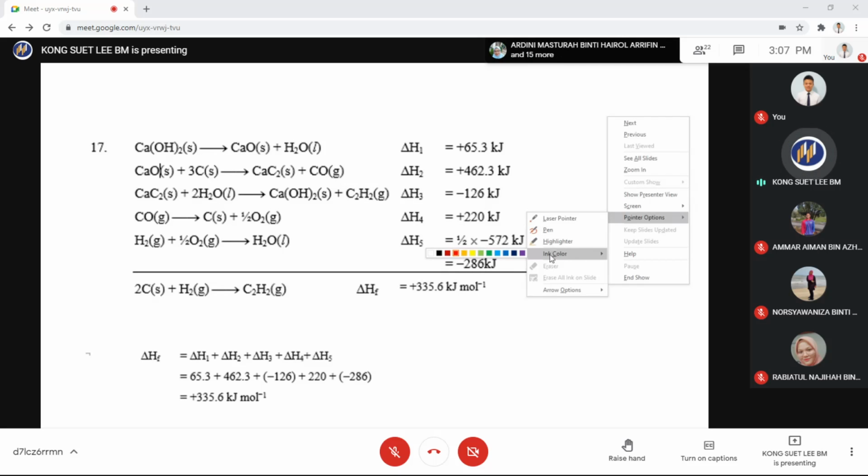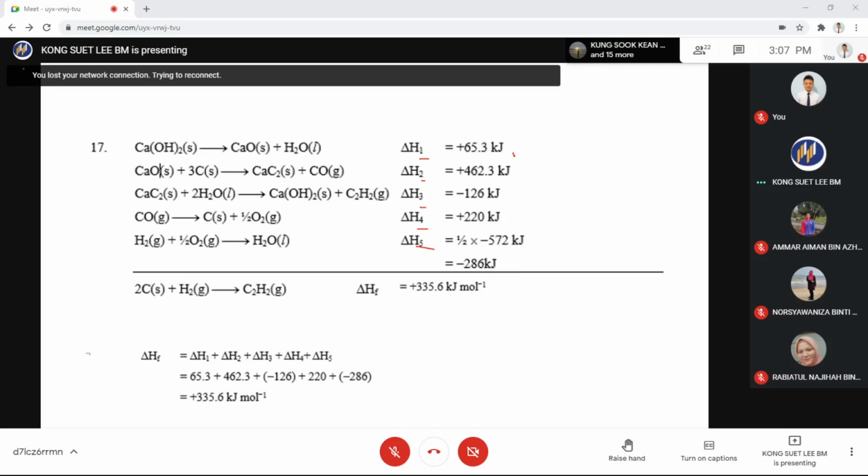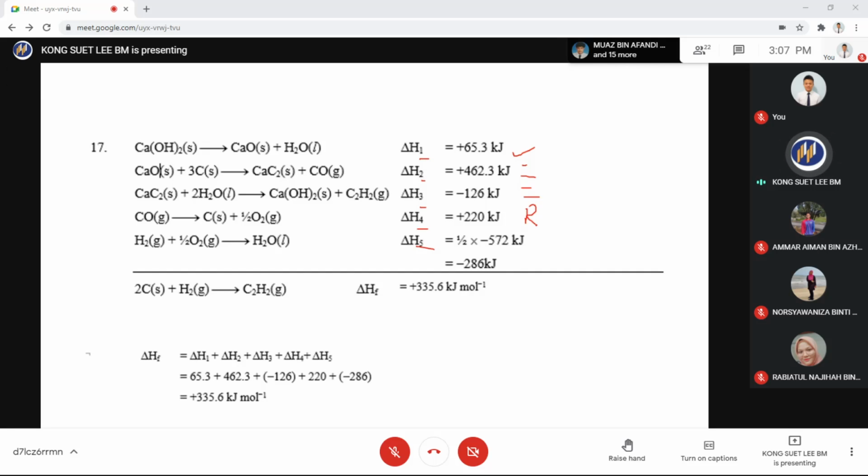Okay, so double check, what Izzati did is correct, only a minor mistake. Make sure that you write down, label 1, 2, 3, 4, 5. So this one reverse. This one remains the same. The first one is reverse equation, and then this one reverse and times half.